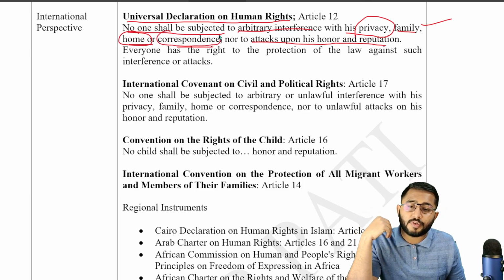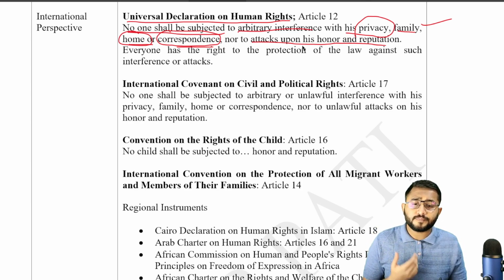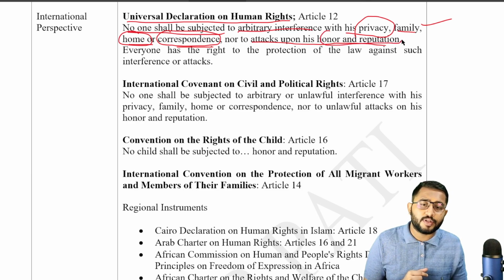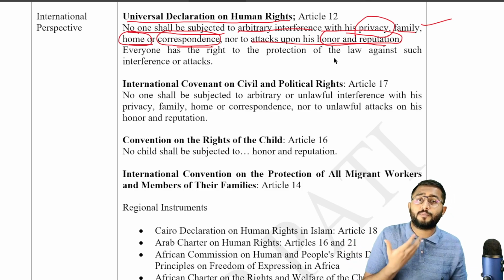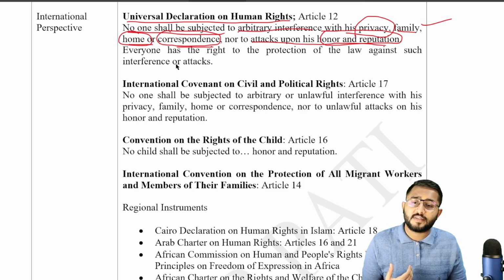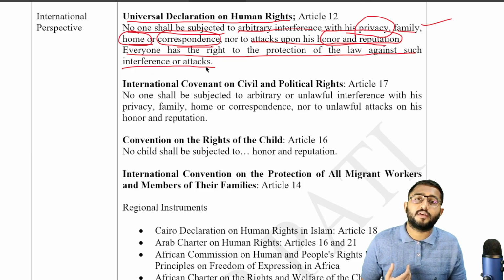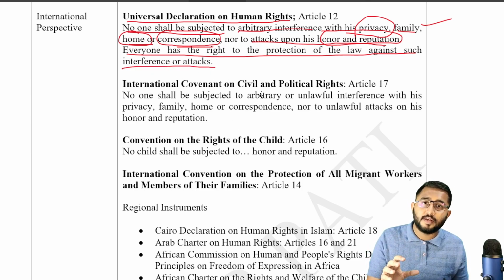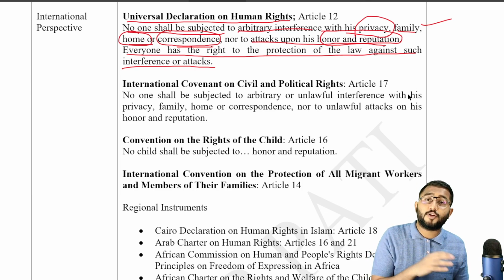And it also talks about correspondence. What we spoke about in secrecy of correspondence, phone tapping, right? And it says finally his honor and reputation. What we saw in defamation, right? A person's own personality, a person's own persona is also part of his own privacy. So the Universal Declaration of Human Rights clearly states these things out. And then it goes ahead and says that everyone has the right to the protection of law against such interference or attack. That not only are these to be recognized, but these are to be protected by law. And they are to be protected from all interference and attacks, be it from the state or non-state actors.